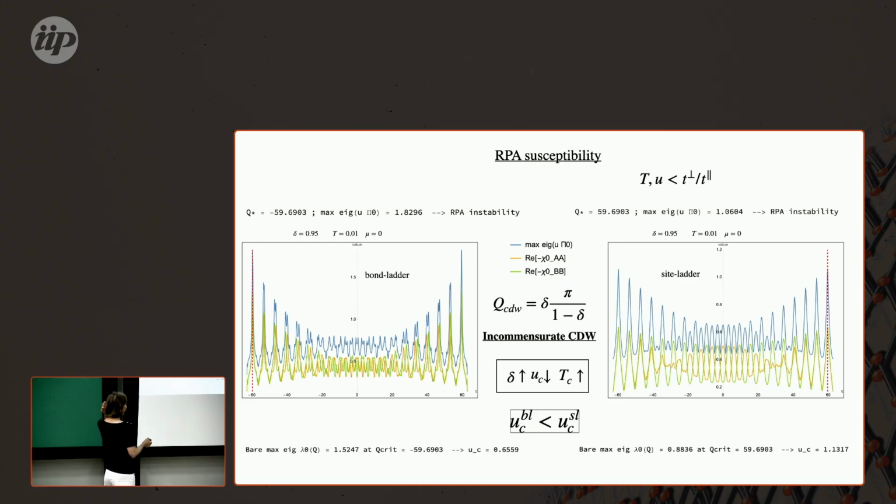One can check that as delta increases, the critical interaction decreases and the critical temperature increases in the system. Okay, and what is also interesting is that the critical interaction for the bond ladder is smaller than for the side ladder.